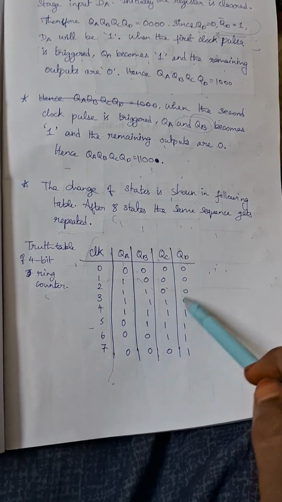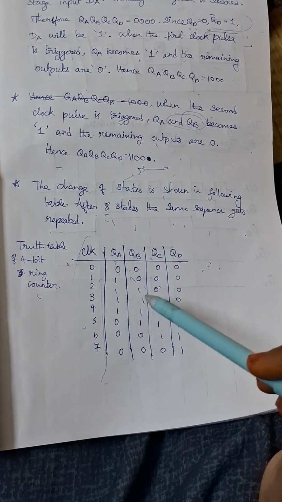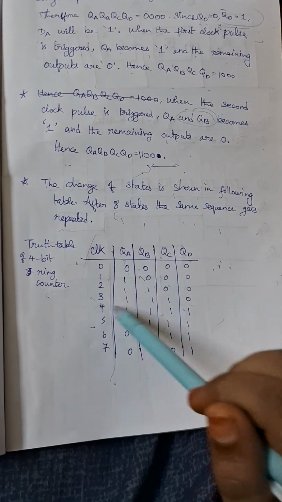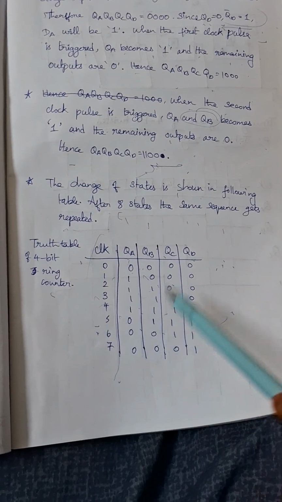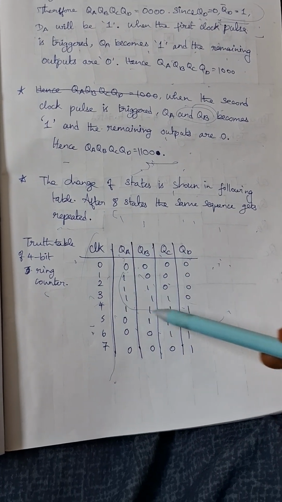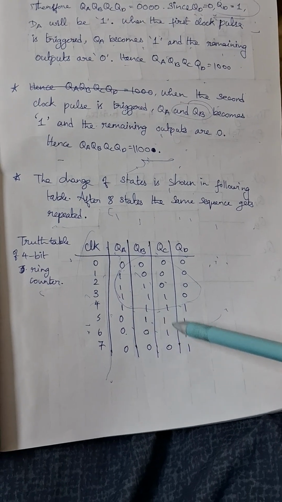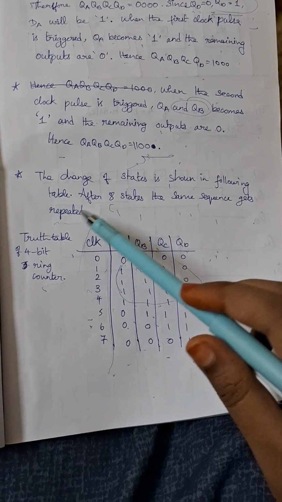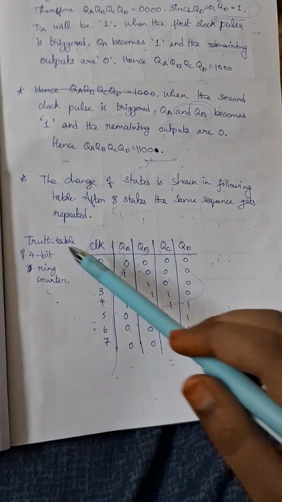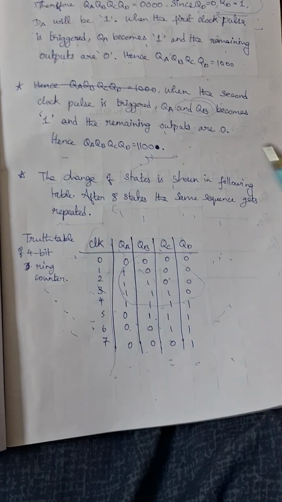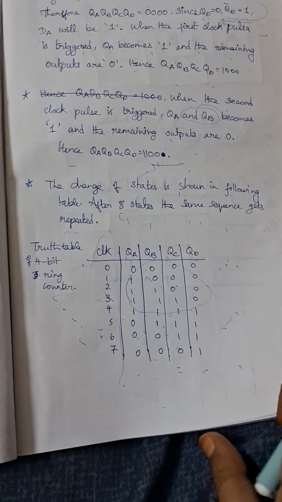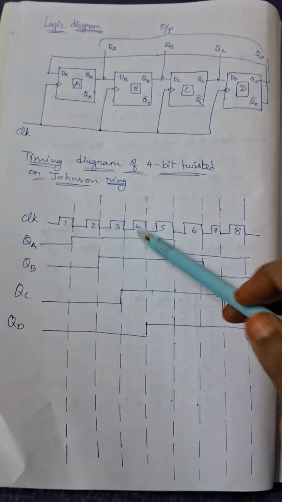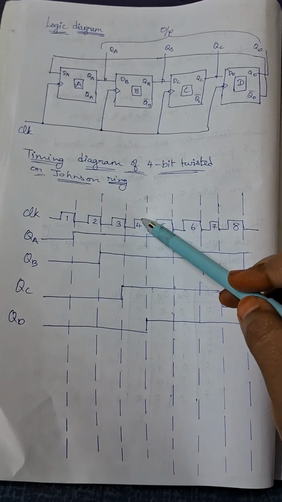The second is 1, 1, 0, 0. Right. The third is 1, 1, 1, 0. In the fourth, all the bits become 1, and from there it will be like reversing: 0, 1, 1, 1, 0, 0, 1, 1, 0, 0, 0, 1. Okay, this is the truth table of the 4-bit Johnson counter or twisted ring counter. Okay. We have the logic diagram and timing diagram for this ring counter.